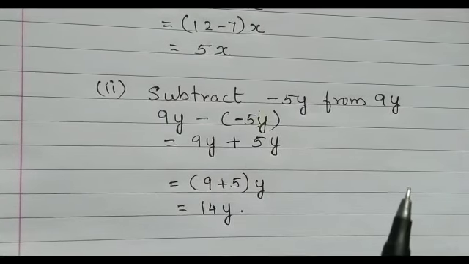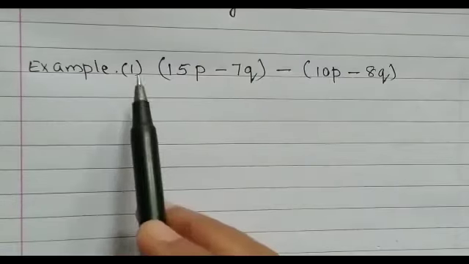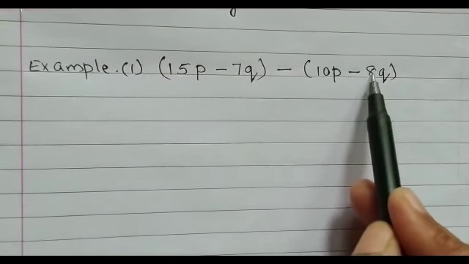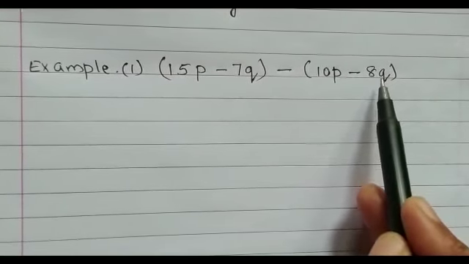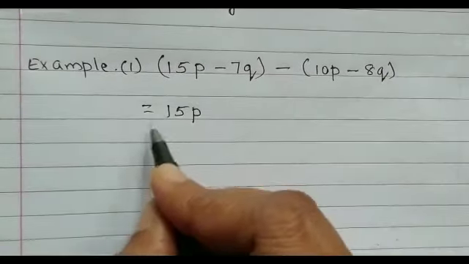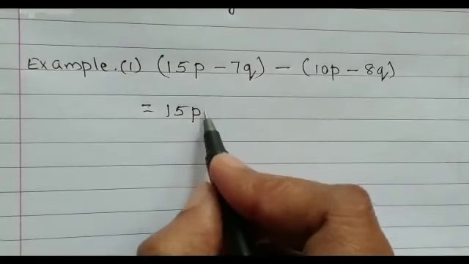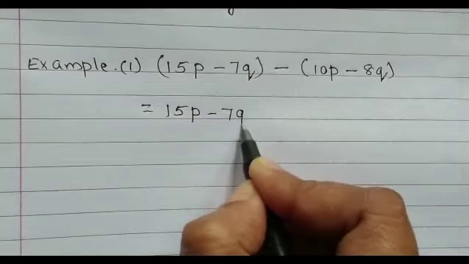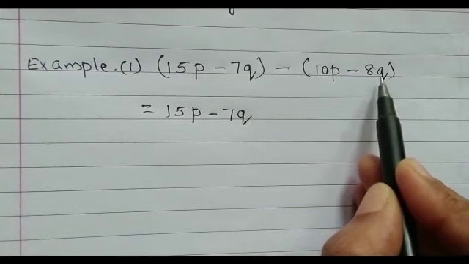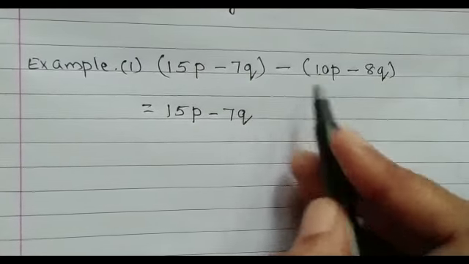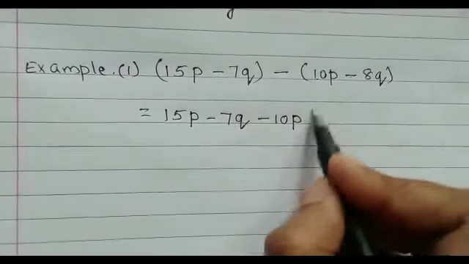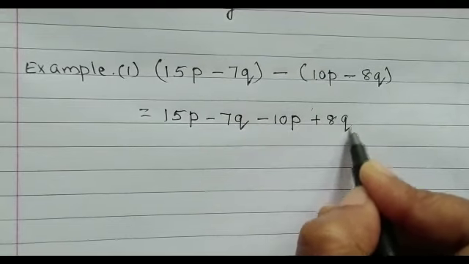Now let us see the subtraction of binomials. Let's take an example. 15p minus 7q minus 10p minus 8q. First we will solve it by the horizontal arrangement and then try the vertical arrangement. The first expression remains unchanged. So you have 15p minus 7q. And in the second expression, the sign of each term will change. So 10p, which is positive, will become minus 10p. And this is minus 8q, so it will become plus 8q.